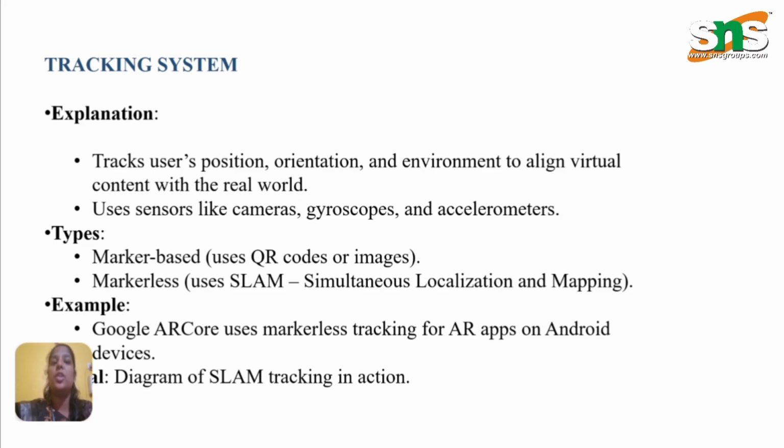SLAM continuously maps the environment and tracks the device's movement in real time. No marker is required. For example, Google ARCore on Android devices uses markerless tracking. It detects planes, walls, and light to accurately place a digital object in your surroundings. In simple words, the tracking system ensures that your virtual objects stick to the real world even when you move.